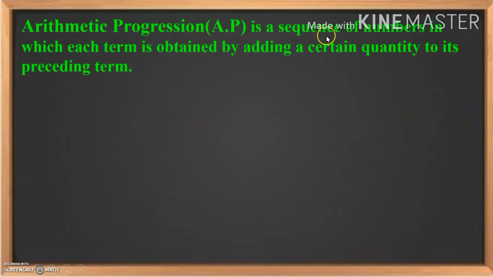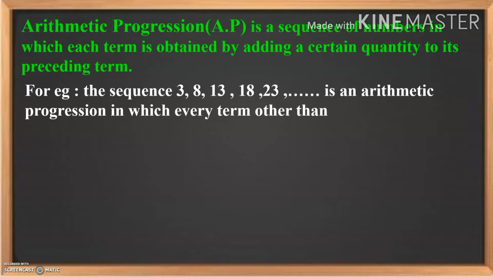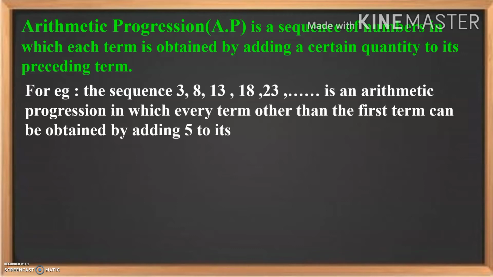What is an arithmetic progression? It's a sequence of numbers in which each term is obtained by adding a certain quantity to its preceding term. Now let me explain with the help of an example. For example, the sequence 3, 8, 13, 18, 23 is an arithmetic progression in which every term other than the first term can be obtained by adding 5 to its preceding term. The next number in this would be 28.